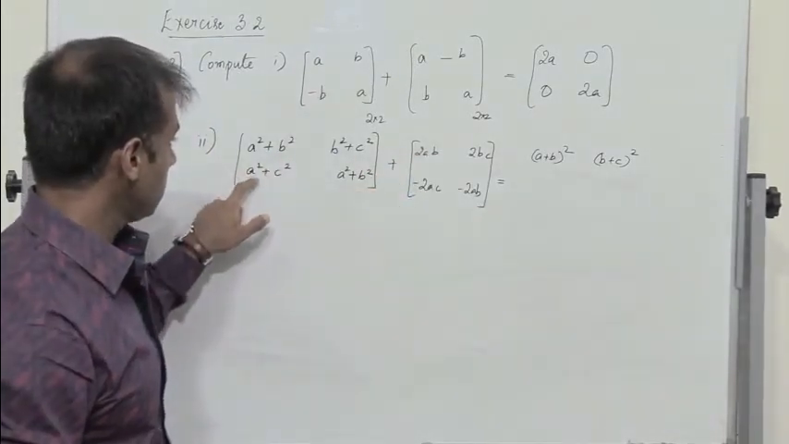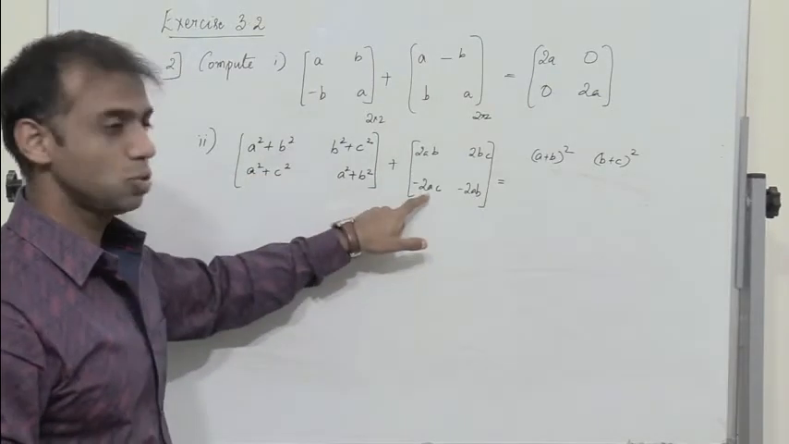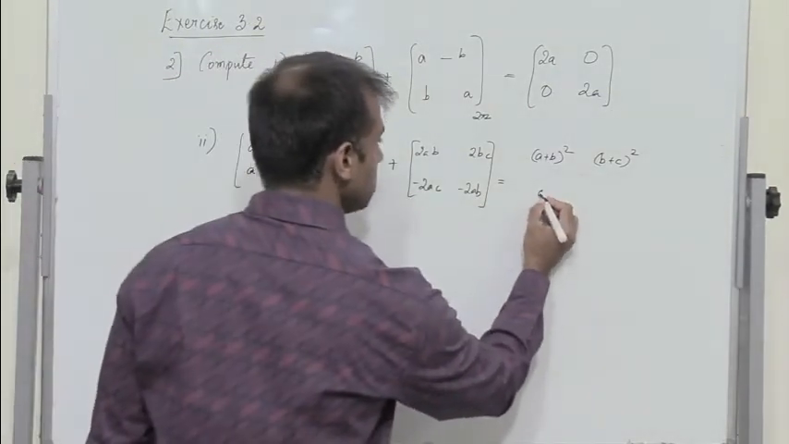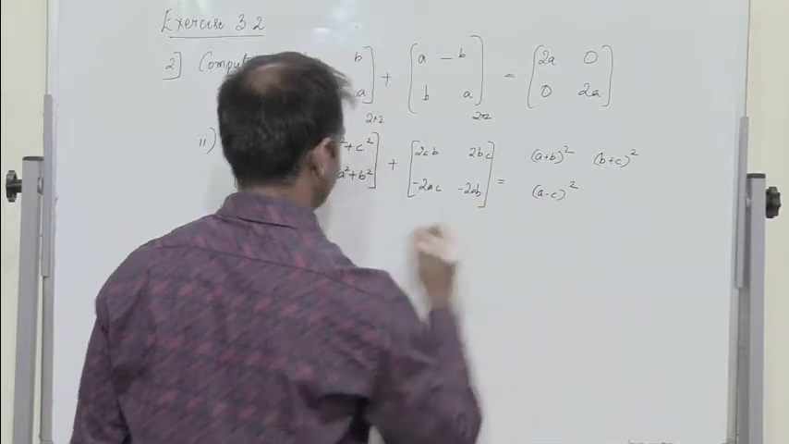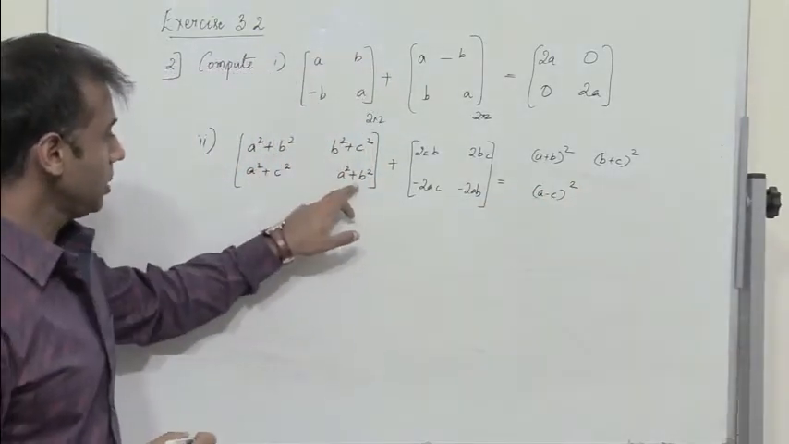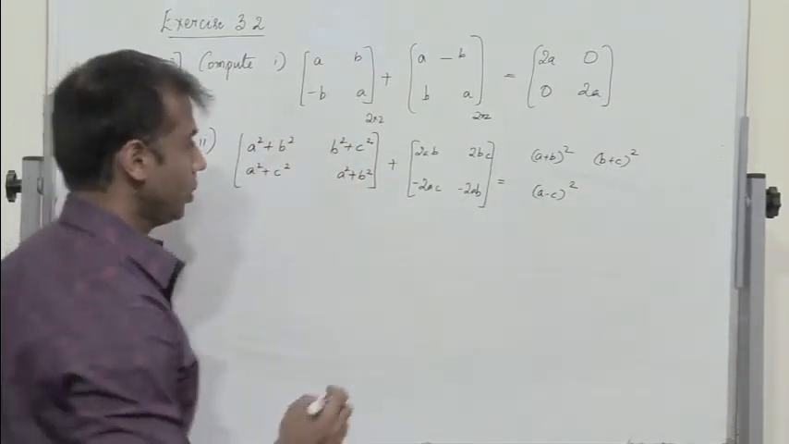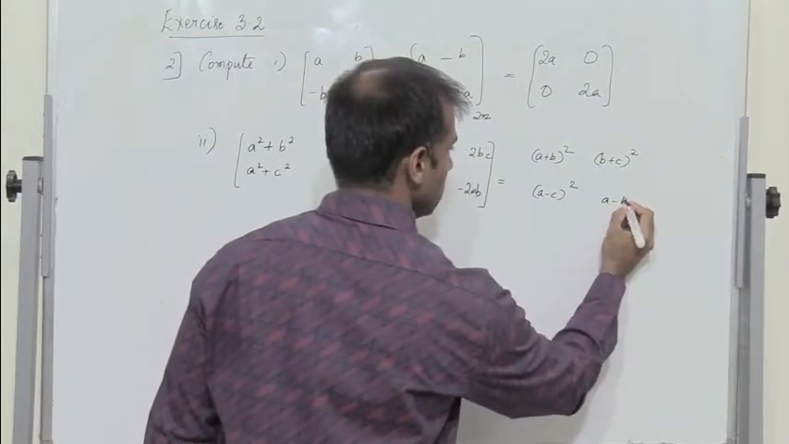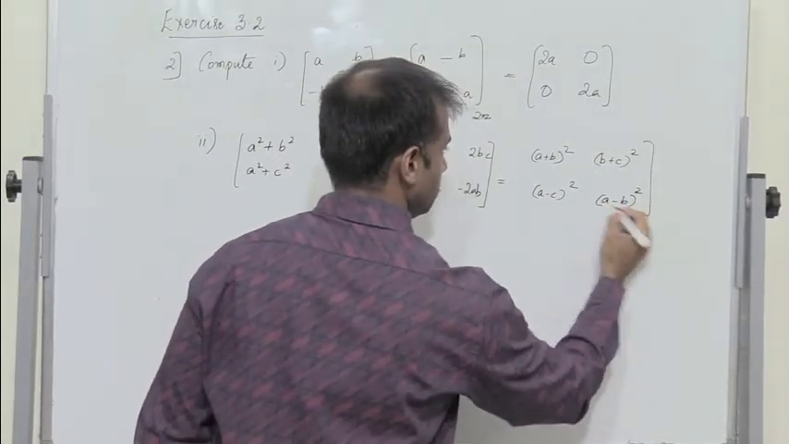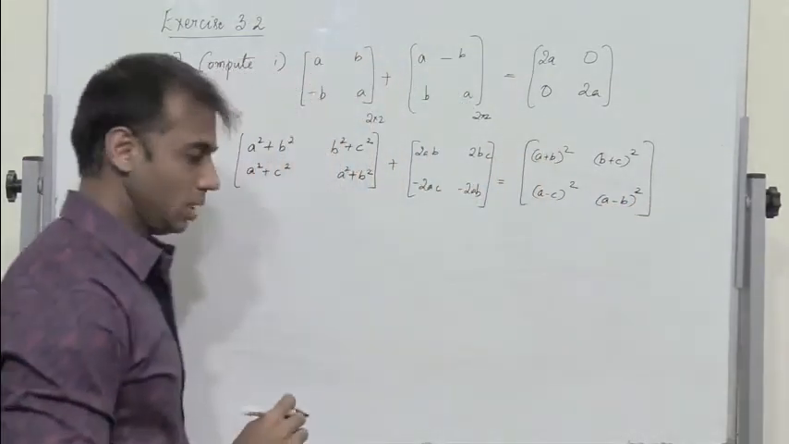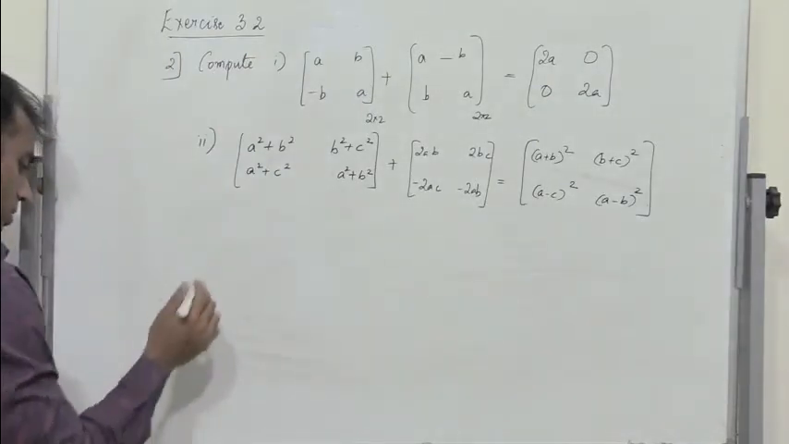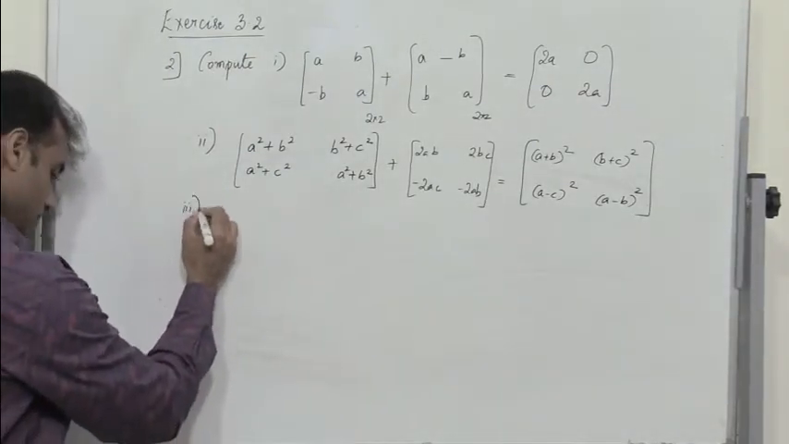This is A square plus C square minus 2AC. So this is A minus C the whole square. And this is A square plus B square minus 2AB. So we get A minus B the whole square. Right? Okay. So next we have the third one.